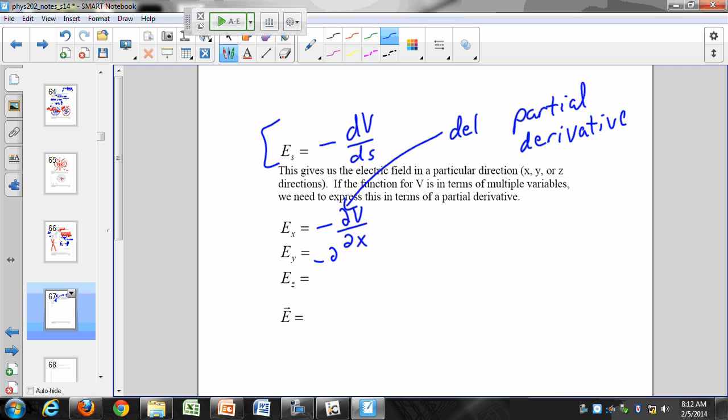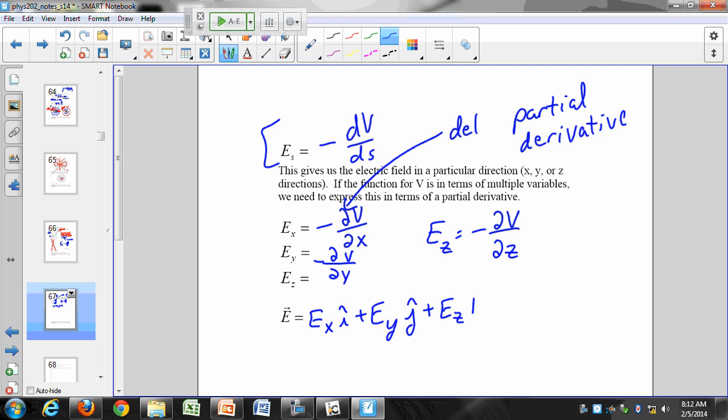Ey is going to be negative del V del y, and Ez, I'm going to write over here, is going to be negative del V del z. And then the total electric field is going to be Ex in the i direction plus Ey in the j direction plus Ez in the k direction.